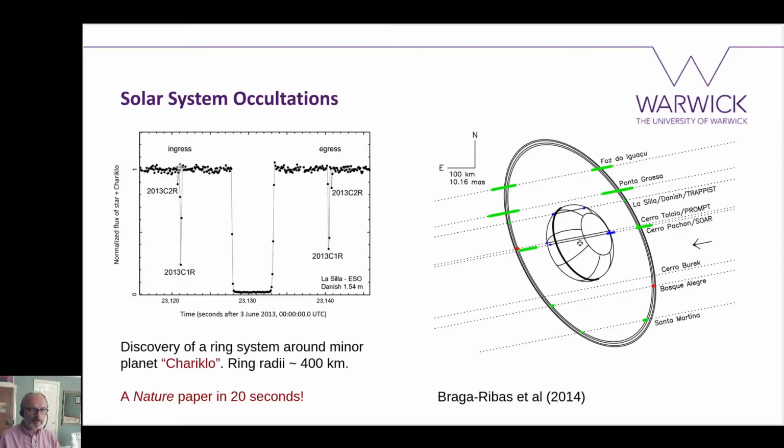But when they did this, they suddenly discovered two little dips before and after that you interpret as a pair of very narrow rings around that object. That was completely unexpected, and you can't see it directly from Earth. You can only see it here because it's obscuring the light. Look at the time scale here, 23,120, that's in seconds, to 23,140. So we've got 20 seconds in which we could see this variation. Each point here is a point within that discovery.